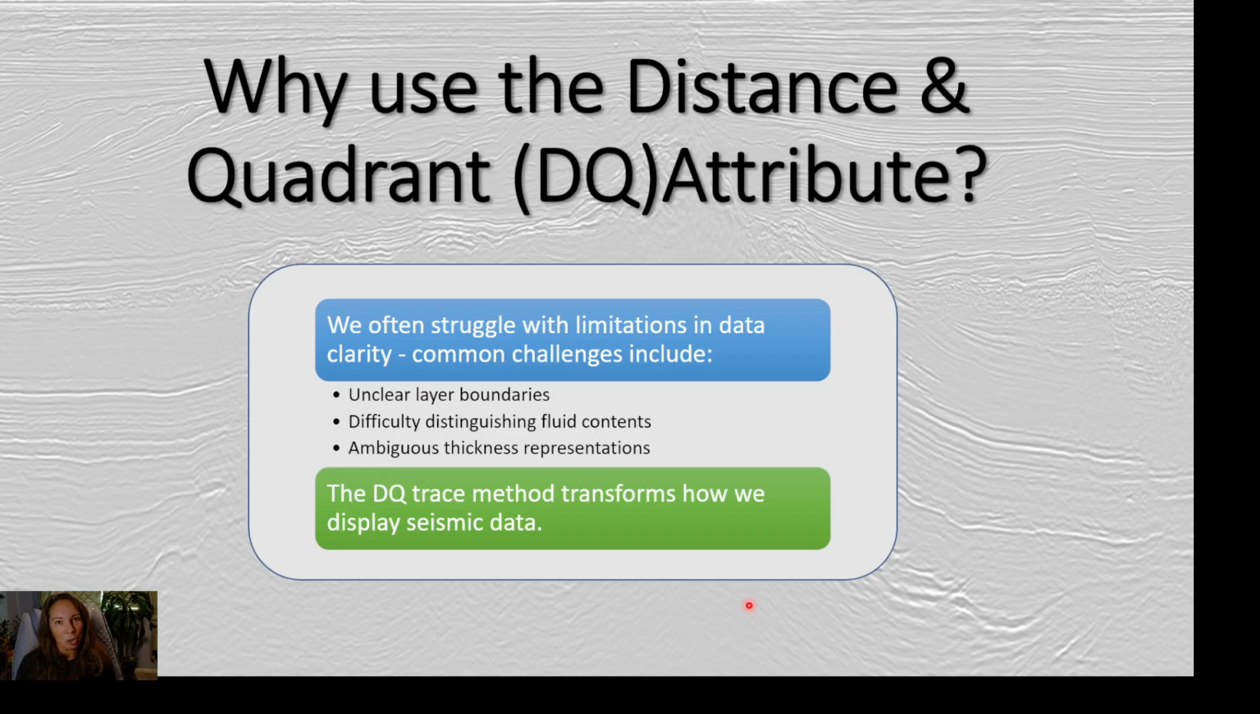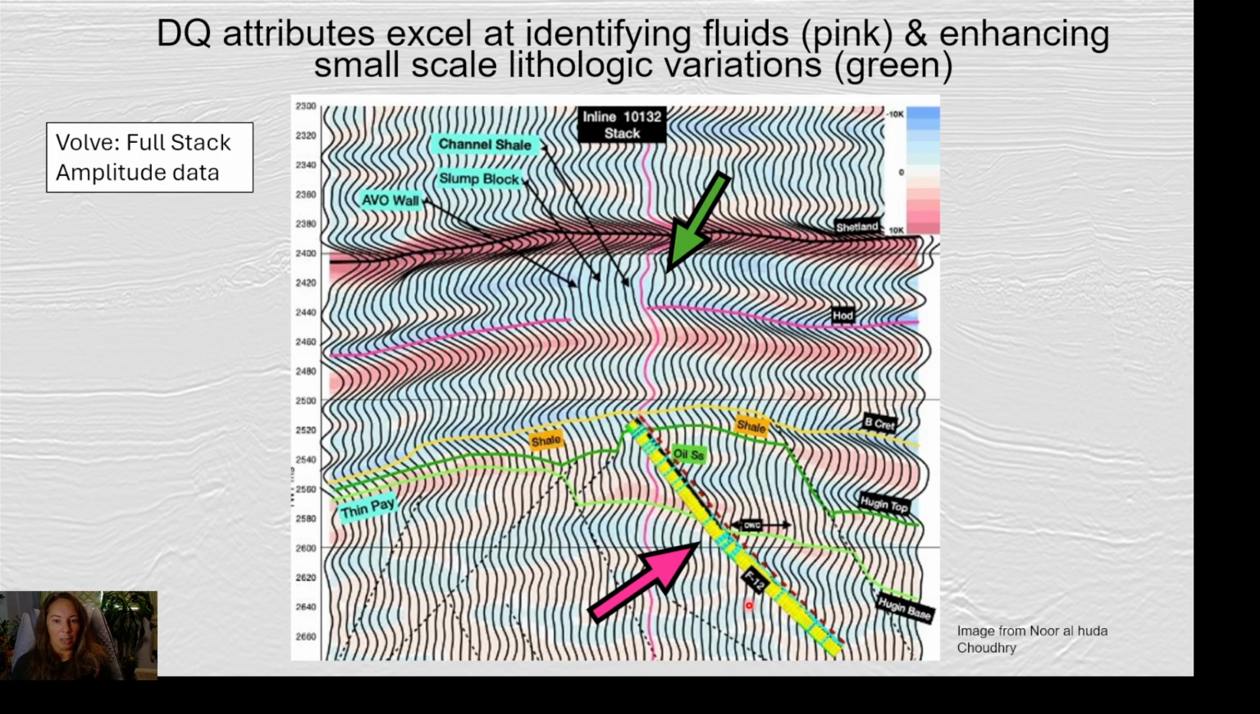And so it's interesting, and it's very different than other attributes that we've used before, because it kind of transforms how we display the seismic data. And so just to give you a little bit about what this looks like, here we're looking at the VOLV data set, so the full stack amplitude data up in the North Sea. And I'm highlighting two areas here. So in pink, we've got a fluid contact. Up here in green, we've got lithologic variation. So there's actually a channel in this area, which we would have trouble just picking out from this amplitude data.